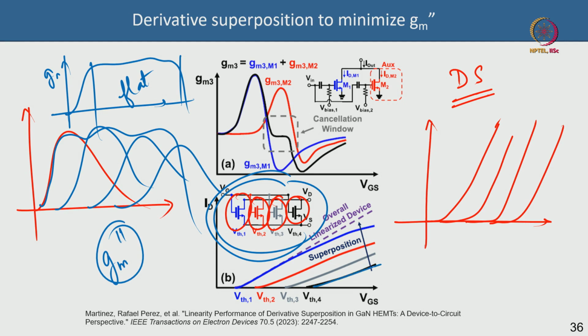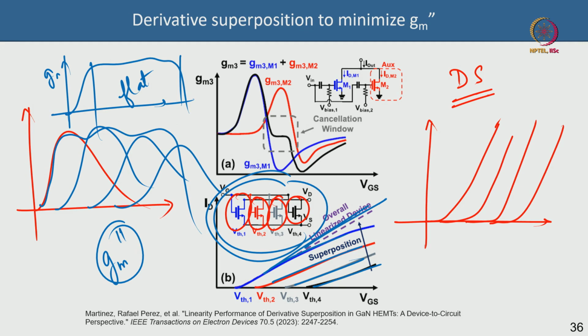You can see that there are different threshold voltages, and while doing that you are getting a linear kind of ID-VG, and that gives you a linear or a flat GM. So this is a technique people implement at the device level to improve the linearity or the flatness at the overall large device level. You are increasing the number of devices in a single device, you can say that.